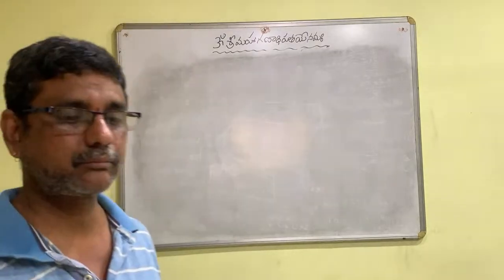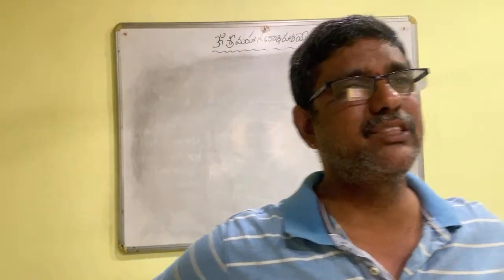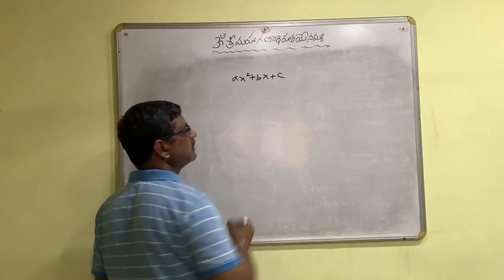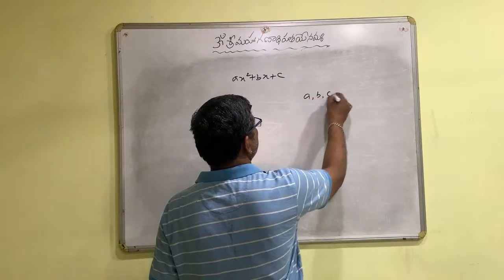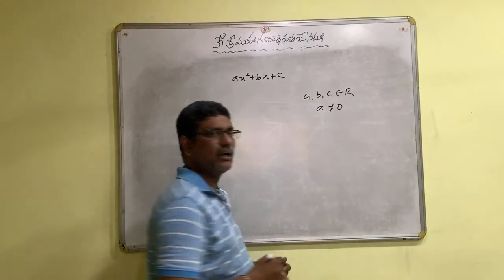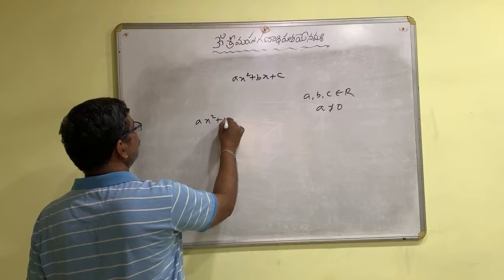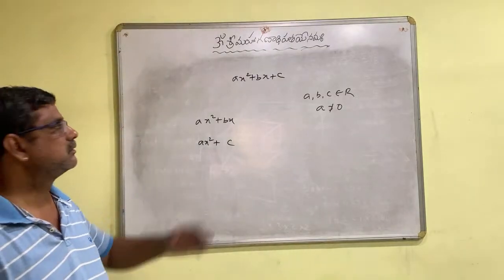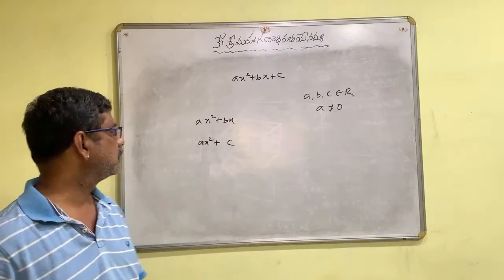We are discussing problems on polynomials, finding the zeros, and after that finding the relation between zeros and coefficients. Ax square plus bx plus c is the general form of a quadratic polynomial where a, b, c are real numbers and a is not equal to 0. There are other two forms. One is ax plus b, the other one is ax square plus c. This is the general form, and these two are also quadratic polynomials because highest exponent is 2 only.